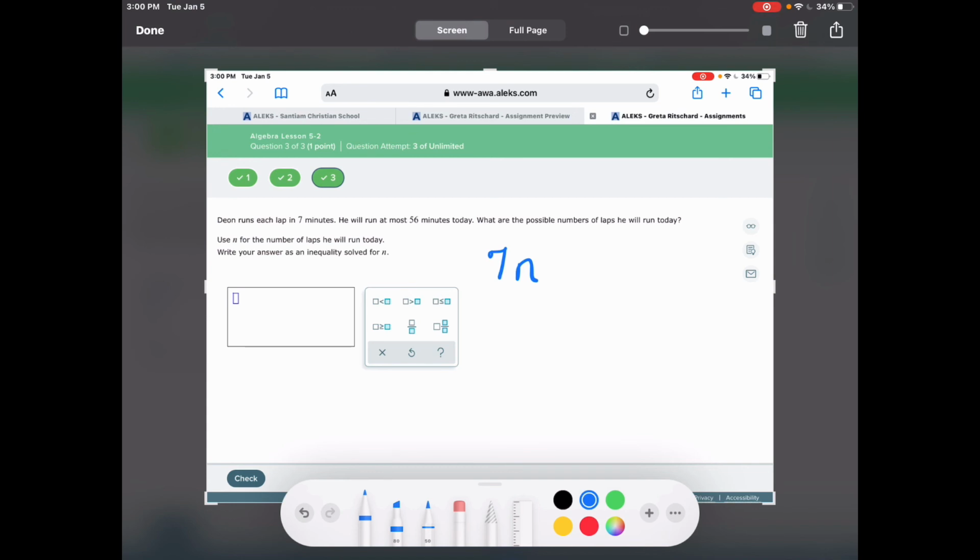For example, 1 lap is 7 minutes and 2 laps is 14 and 3 would be 21, that sort of thing. So he will run at most 56 minutes, so he's not going to go over that. So it's going to be less than or equal to 56. And then I have a nice little inequality to solve. I'm going to divide by 7 on both sides. And then we'll get n is less than or equal to, keep track of your sign, 56 divided by 7 is 8. N is less than or equal to 8 laps.